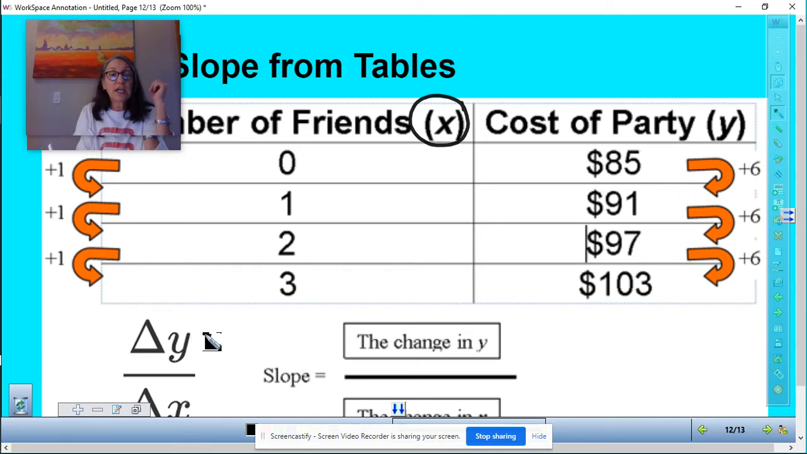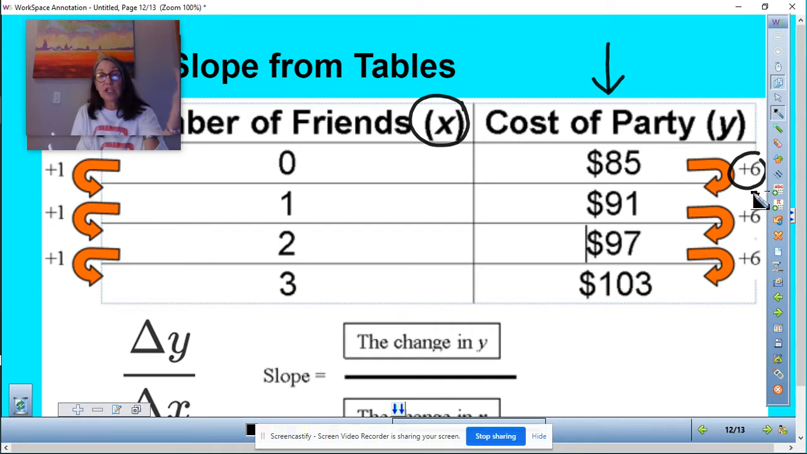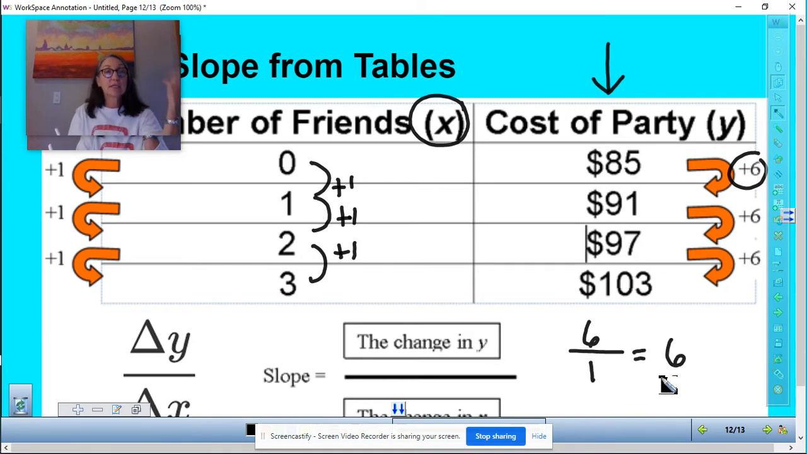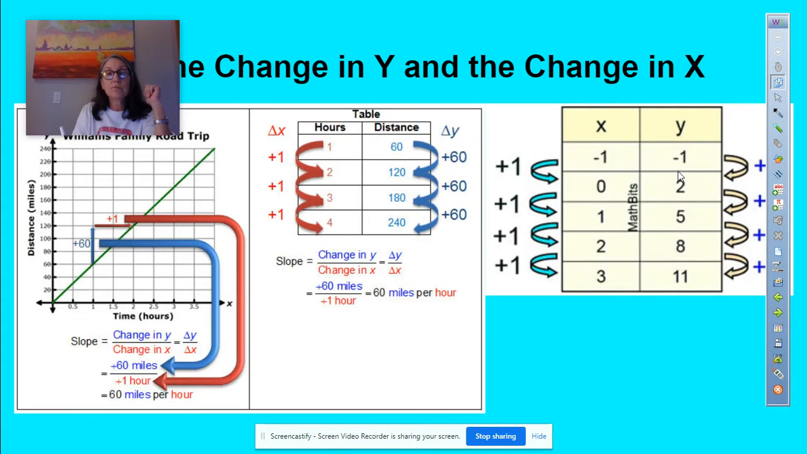Remember, we're looking at the change in y over the change in x. Well, we can just look at the y column and see that every time I go from 0 to 1, I have a change of $6. When I go from 1 to 2, I have a change of $6. So I know that my delta y is 6. If I look at my x column, I know that there is a change of 1 person each time. So my delta x is 1. So my slope given this table is 6. Easy peasy lemon squeezy. Let's look at some more of those.